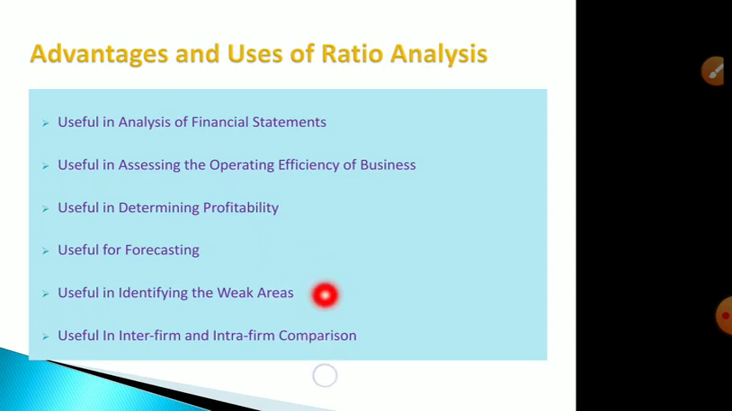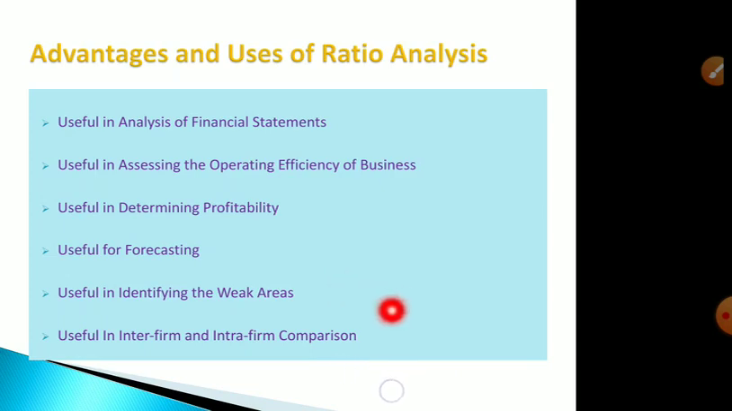The fifth point, useful in identifying the weak areas. The management can pay attention to the weakness of the business or the firm by looking into the ratios. The overall performance of the company may be satisfactory, but the ratio will also help the management to find out where the weakness of the company is lying and what remedial actions the company should take to overcome those weaknesses.